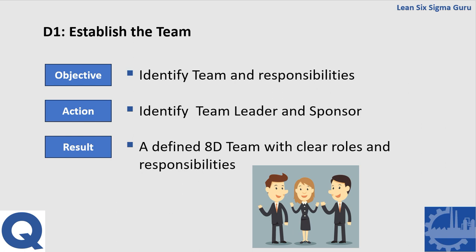So, going through the steps one by one. D1 is to establish the team. The objective here is to identify the team and the responsibilities. The action is to identify who's going to be the leader and who's going to be the sponsor for the team. Very, very important roles, as well as a technical representation on the team. The result should be a defined 8D team with clear roles and responsibilities.